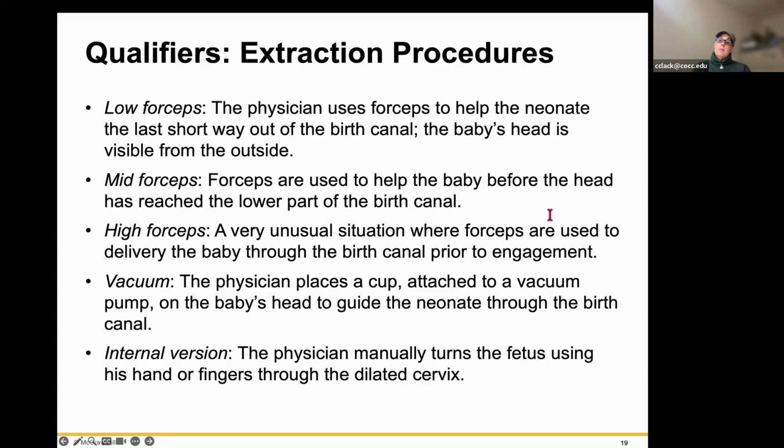When you see forceps, vacuum, or internal version in the note, flag it as a detail that might drive the code. Then, you're going to check in the PCS table for whether that assistance method is captured in the qualifier options.